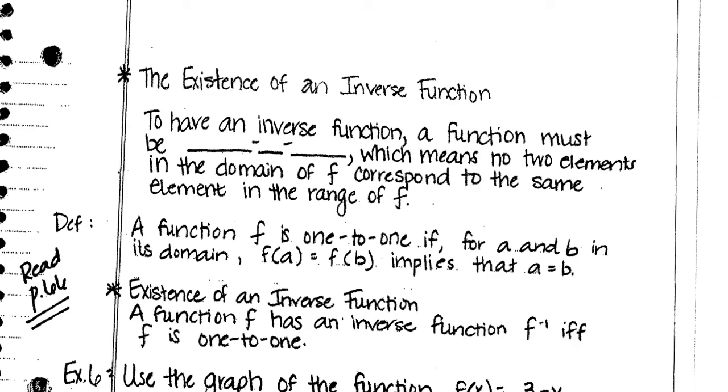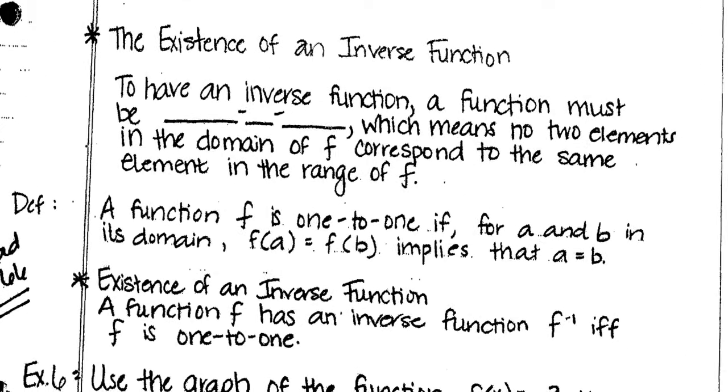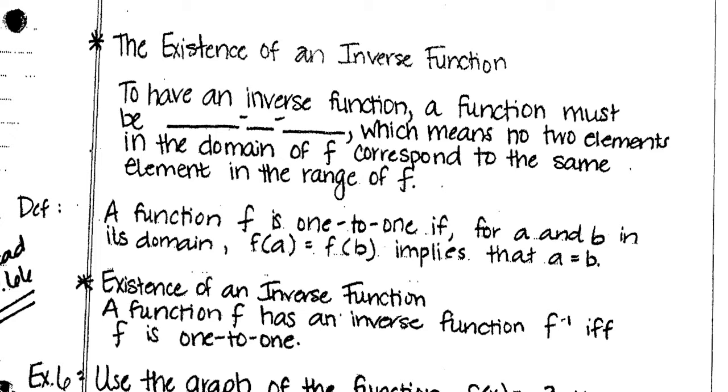Right, as we finish up Chapter 1, Section 6, we're talking about the existence of an inverse function. To have an inverse function, a function must be 1 to 1, which means no two elements in the domain of f correspond to the same element in the range of f. A function f is 1 to 1 if, for a and b in its domain, f of a equals f of b implies that a equals b.